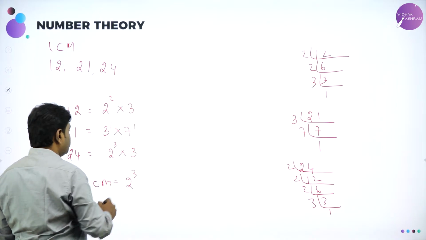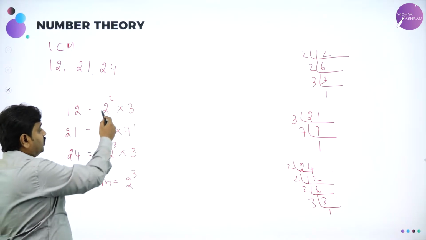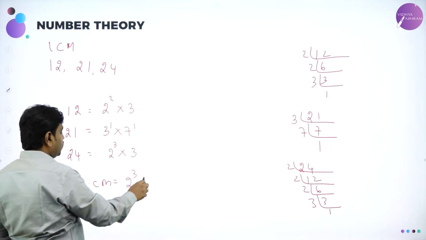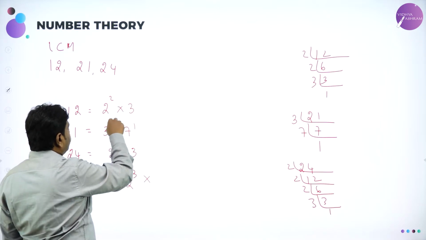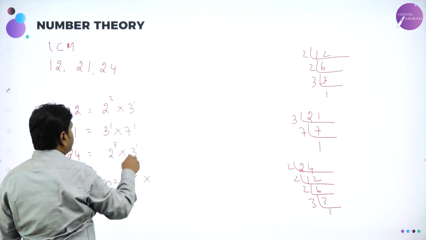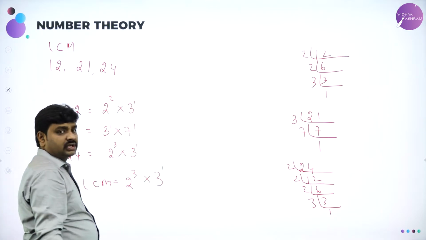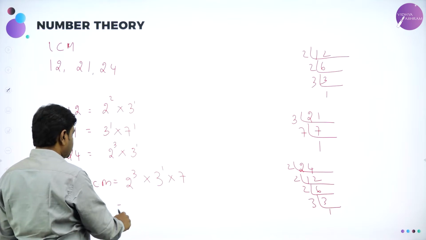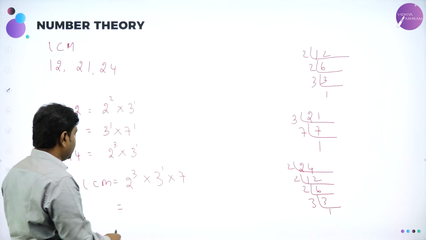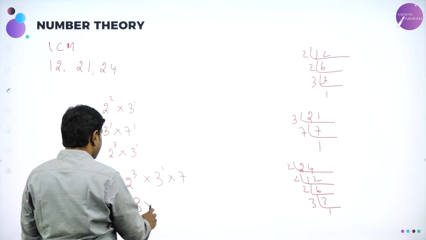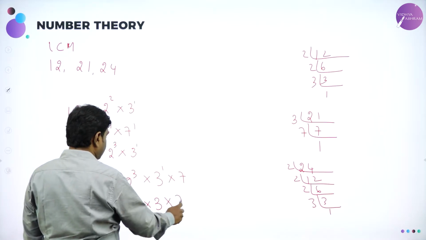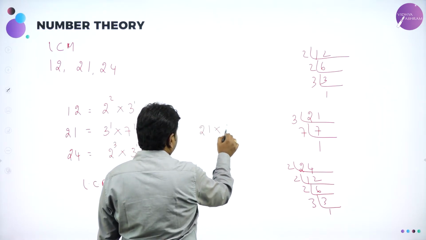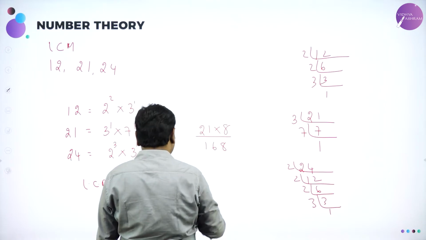Now I need to write the LCM. To write the LCM, pick the highest factor. Here 2 appears as 2 square, and here 2 appears as 2 cube, so I took the highest factor. And 3: here we have 3 power 1, here also 3 power 1, here also 3 power 1. So 3 power 1 itself is the highest, and 7 power 1. Now simplify this. 2 cube is 8, into 3 into 7. That is 21 into 8, which is 168.